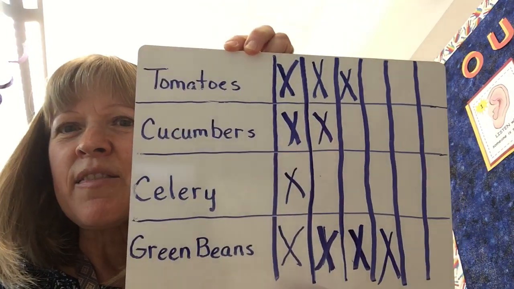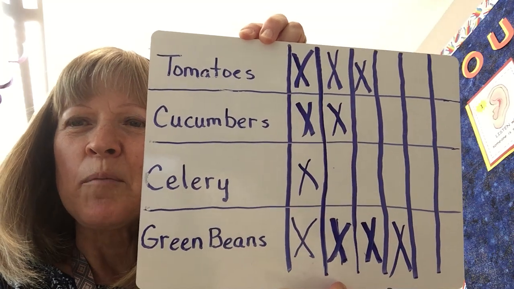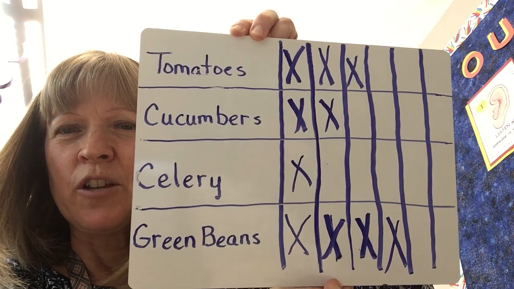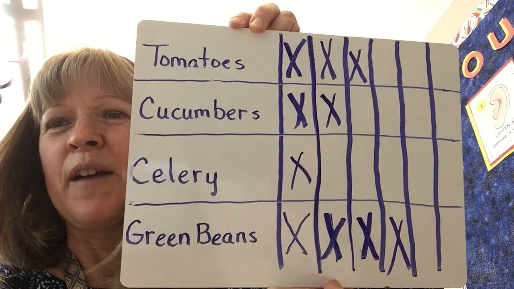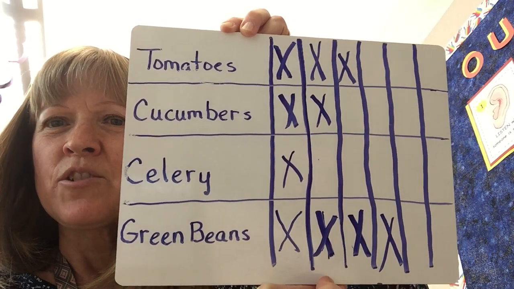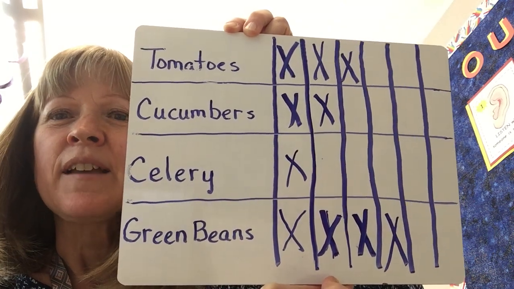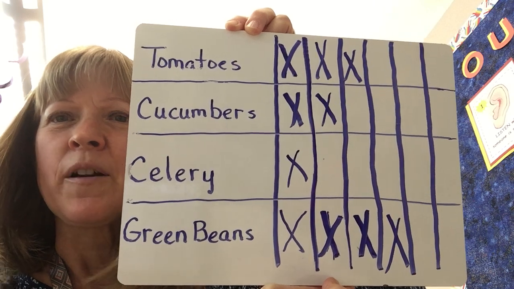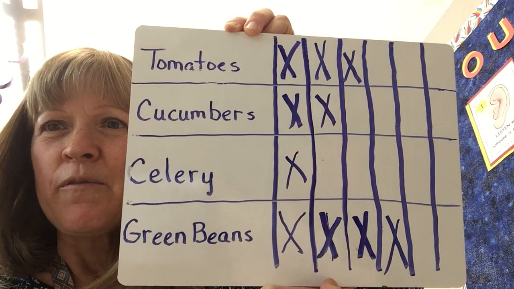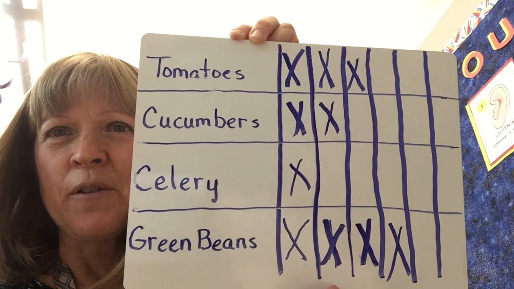Now you can see that 3 kids chose tomatoes, 2 kids chose cucumbers, only 1 person chose celery, and 4 kids chose green beans. Now, if I was going to ask you which vegetable did most of the children choose, which one got the most votes, you would say green beans, because it got 4. That's more than anybody else. Which one got the least number of votes? You would say celery. Celery only got 1 vote.